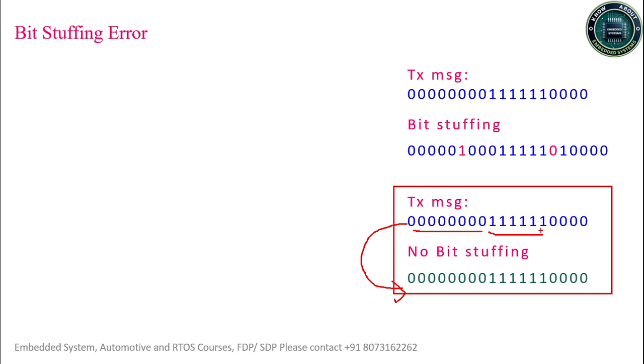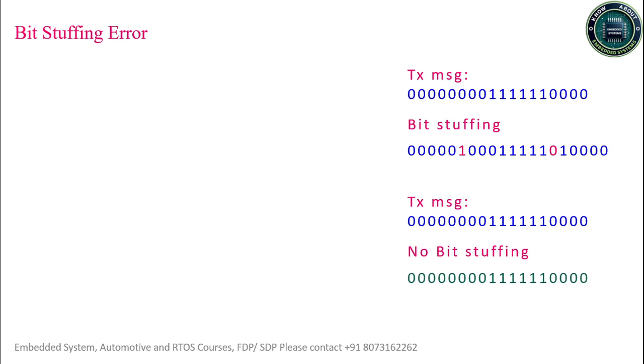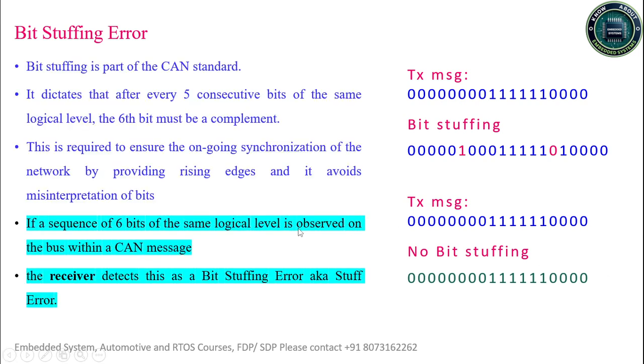Okay, so this bit stuffing error is observed usually on the receiver side whenever there is no bit stuffing in your transmitted bits. Now you can see the bit stuffing is a part of the CAN standard protocol. It dictates that for every 5 consecutive bits of the same polarity, the sixth bit is going to be a complement.